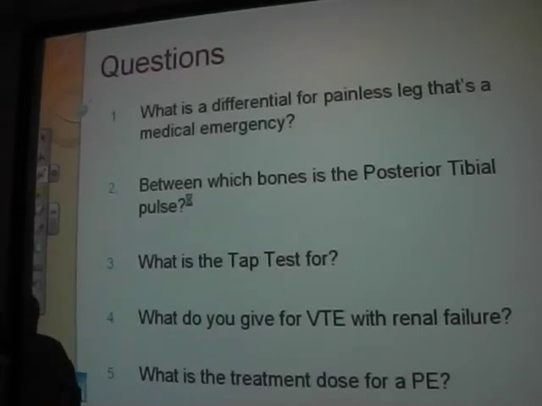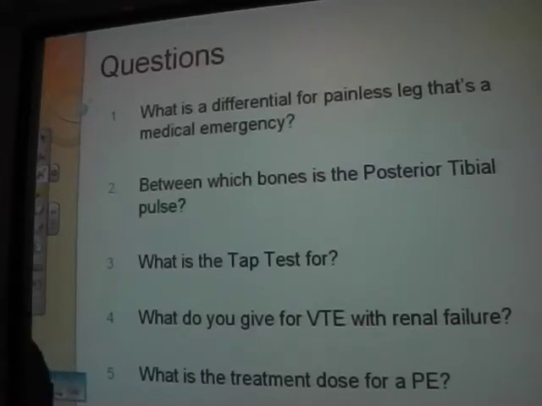Okay, next question. Between which bones is the posterior tibial pulse palpated? Anyone know? Medial malleolus. Yeah, and? Another one. Okay, we'll come back to you. What's the tap test for? Is it varicose veins, where you tap? Good, yep.